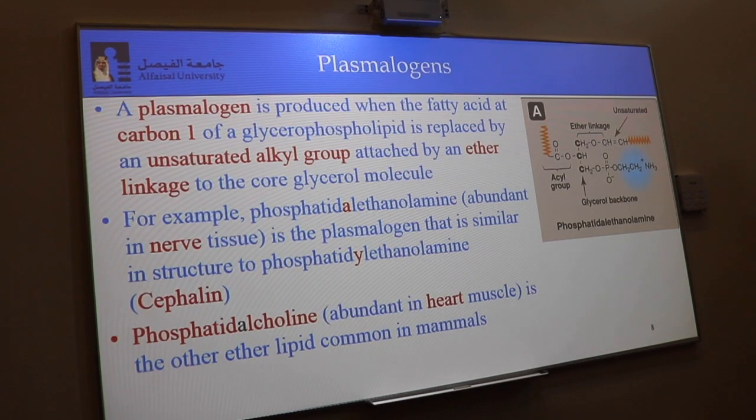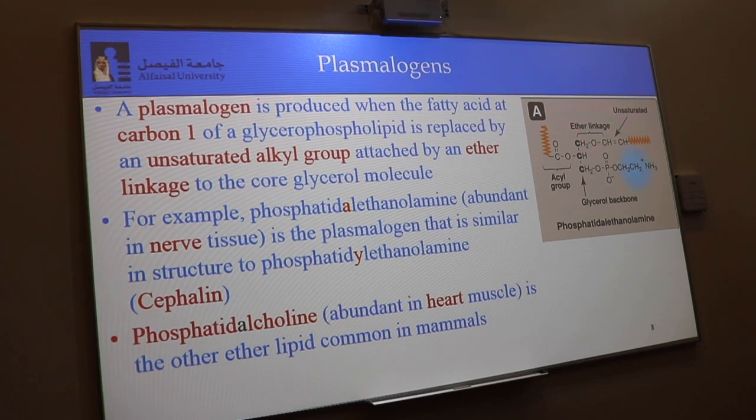Now we have a special type of glycerophospholipid called plasmalogen. Why are they a special type? What did we say about carbon number 1 here? What do we have here? We said we have a fatty acid. Do we have a fatty acid here? No. So there is an exception. There is no ester, no esterification. There is an ether linkage here.